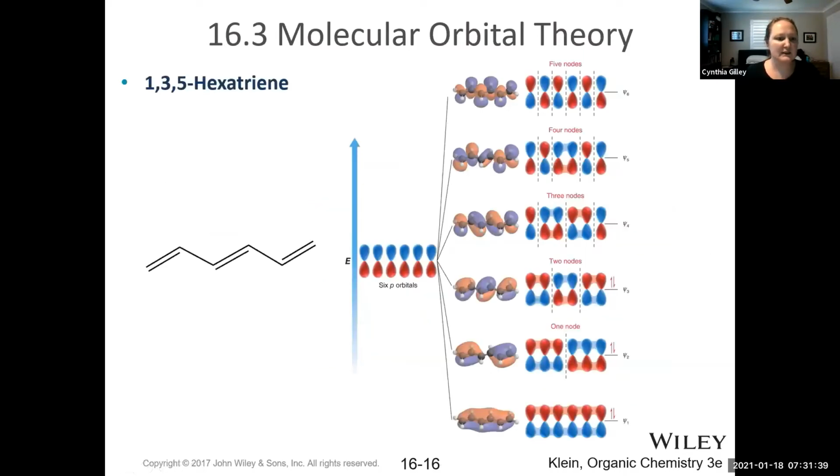Let's look at another system. In this case, we have 1,3,5-hexatriene. As we increase the number of pi bonds in conjugation, we have the opportunity for an additional amount of p orbitals overlapping. This system has 6 overlapping p orbitals, which means molecular orbital theory tells us that we should form 6 new molecular orbitals. 3 will be bonding and 3 will be anti-bonding. And the lowest 3 bonding orbitals are all filled with electrons.